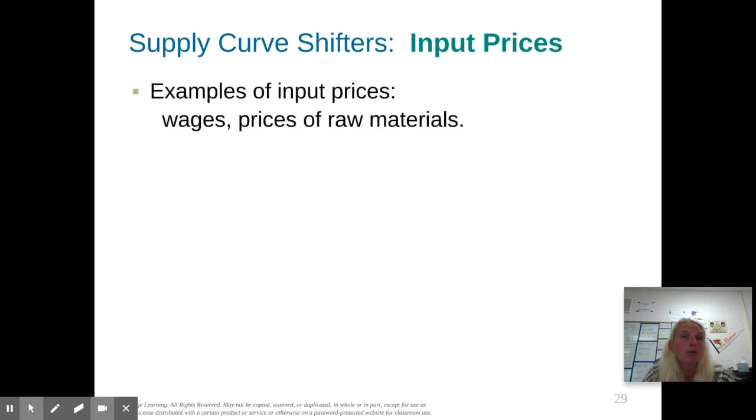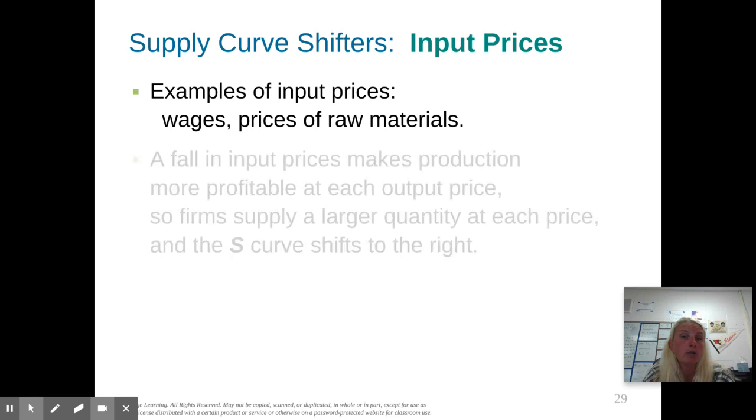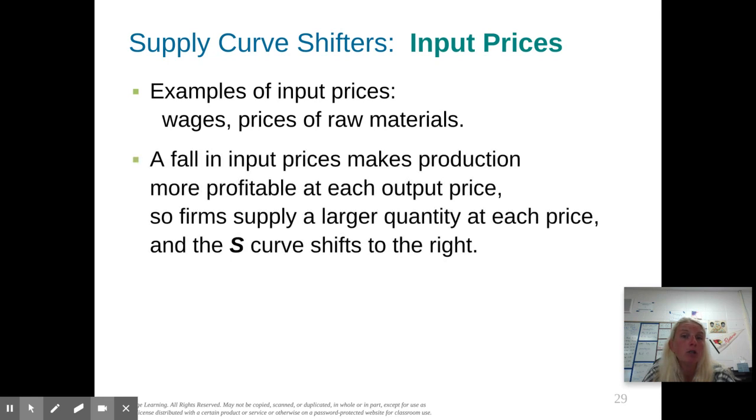Now, another one, examples, like I said, land, labor, capital. Labor would be the wages. The prices of raw materials would be the land. And a fall in those prices makes it so that you would make more profit at each individual product you make, the output at each output price. And so, of course, they would want to make more because you can make it for cheaper because the price of those inputs fell. Therefore, you would want to make more of that product.